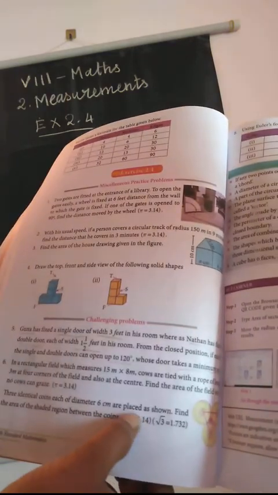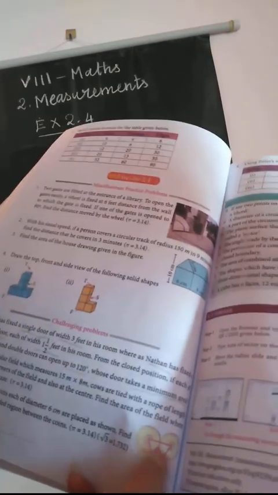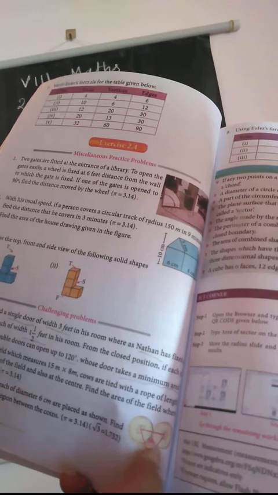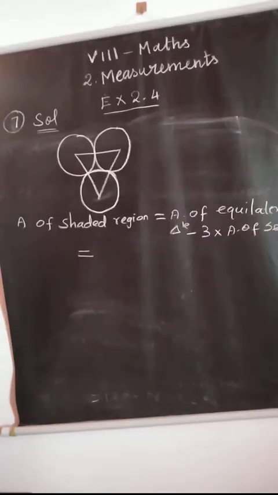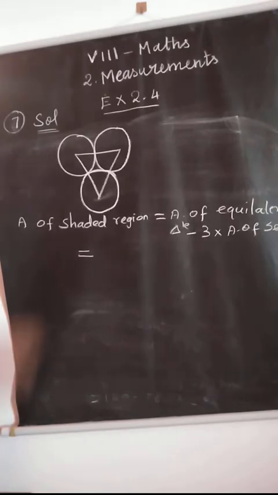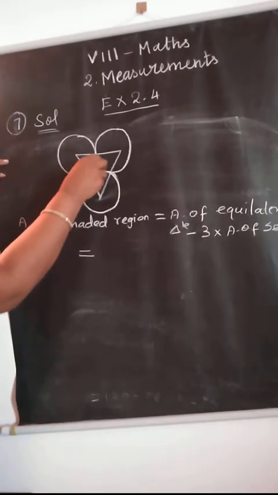7th question. 3 identical coins, each of diameter 6 cm, are placed as shown. Find the area of the shaded region between the coins. See, 3 coins are fitted and the diameter also is given. Find the shaded region of the coins. Now see the solution. Now listen, this is the given for you. They are asking find the area of shaded region. That is this part only they are asking.